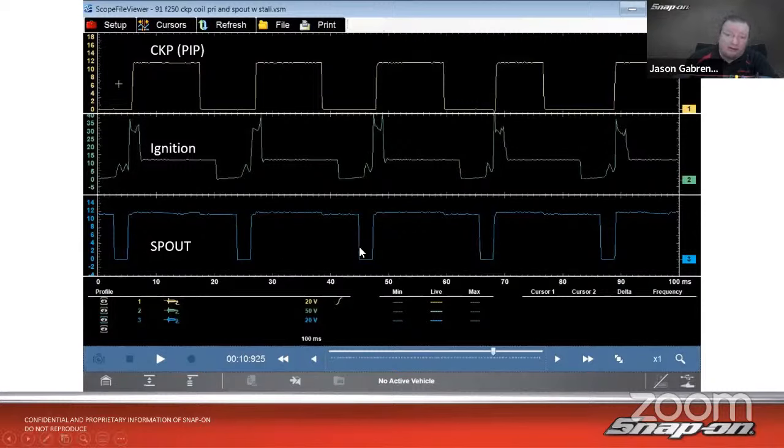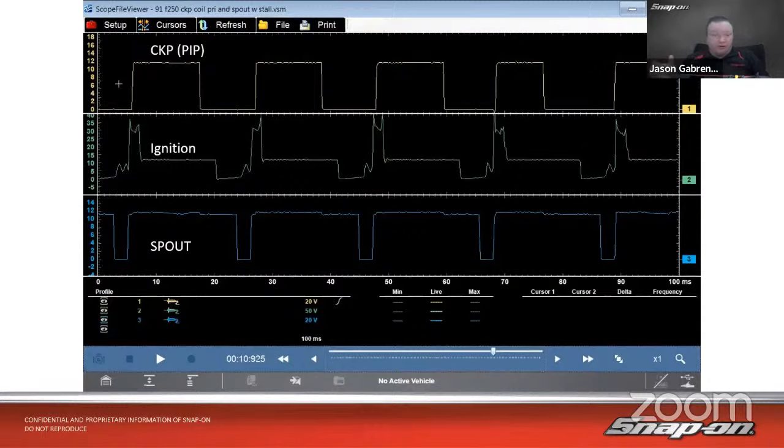And this helps with timing advance. And then based on these signals, it makes a calculation and decides when the ignition needs to fire. So there's my ignition signal. So we recorded it with all these 3. Didn't have to use 3, could have just used 2. But in this case, I wanted to see the full loop there.